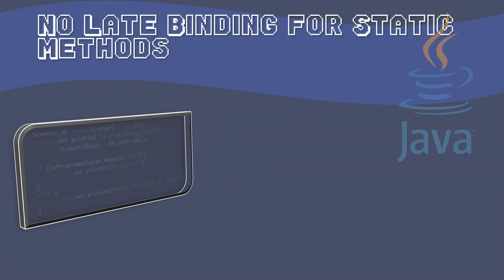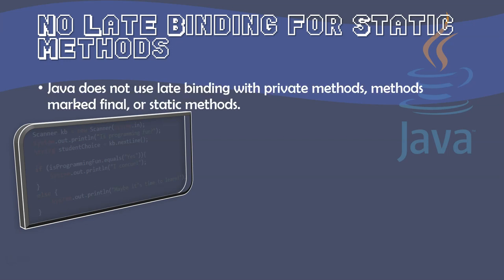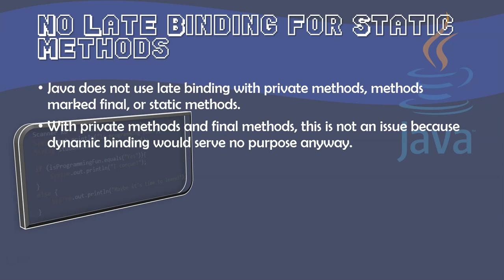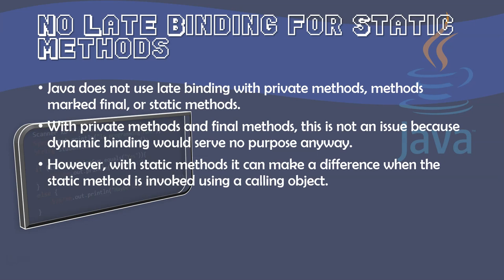Now, there is a caveat here, in which late binding doesn't exist for static methods. Java does not use late binding with a private method, a method that has been marked as final, or a static method. With private methods and final methods, this is not really an issue, because dynamic binding would serve no purpose. If it's a private method, it's restricted to inside that class, where an outside programmer can't get to it anyway. And final methods can't be overridden in a derived class to begin with. However, with static methods, it can make a difference when the static method is invoked using a calling object.